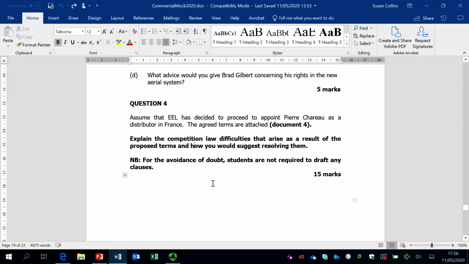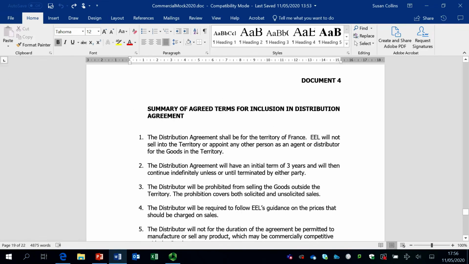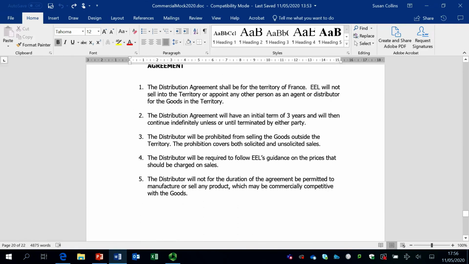So then let's move on to talk about what the clauses actually say. Looking at these clauses, the first one is appointing them exclusively. That obviously indicates there's an element of exclusivity, and from an Article 101 perspective, it might be interesting. Then we're moving on to look at the term here. It's an initial 3 years, but then continues indefinitely.